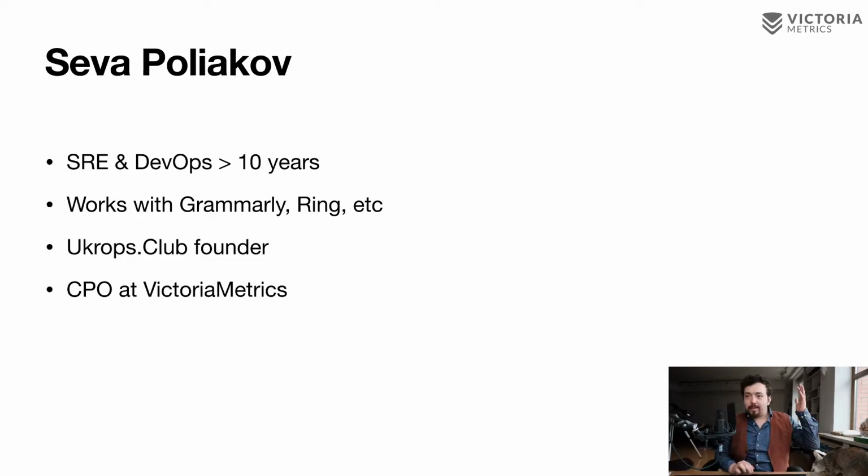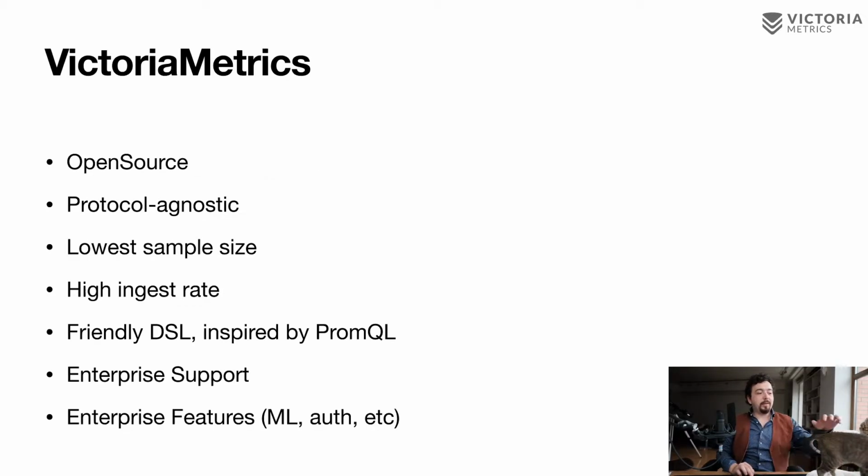A lot of people know me as a person who talks mostly about monitoring. For the last 10 years, I have given a lot of speeches about monitoring, about comparing different systems, and right now I'm working at VictoriaMetrics as Chief Product Officer. So let's talk a little bit about VictoriaMetrics, what it is. VictoriaMetrics provides a monitoring solution. It's completely open source, so you can go to GitHub, read our code, make pull requests, write issues, and all of these things. It's protocol agnostic. It supports both push and pull models.